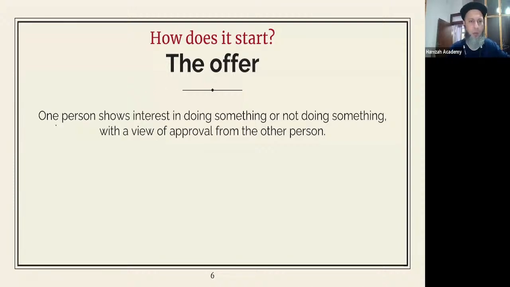Now, one person shows interest in doing something or not doing something. This is very, very interesting. To form a contract, it is not necessary that you do something. You may also promise to abstain from something, with a view to approval from another person. Meaning, an offer is made with the intention that the other party would agree to it. If that is not the intention, there will be no offer.